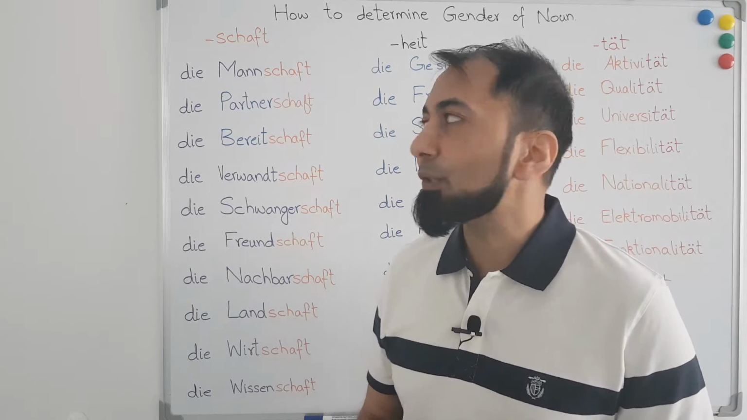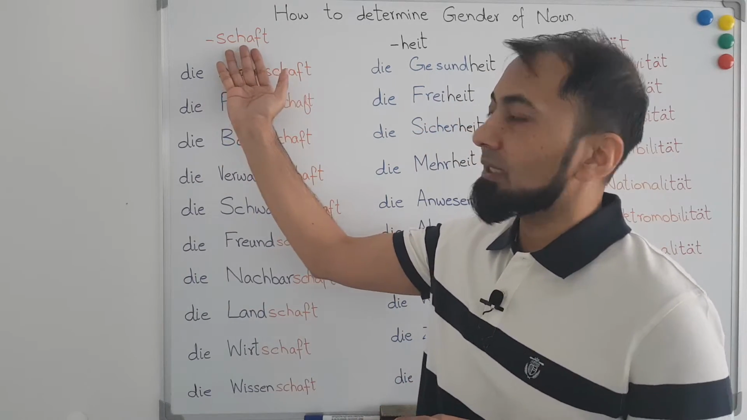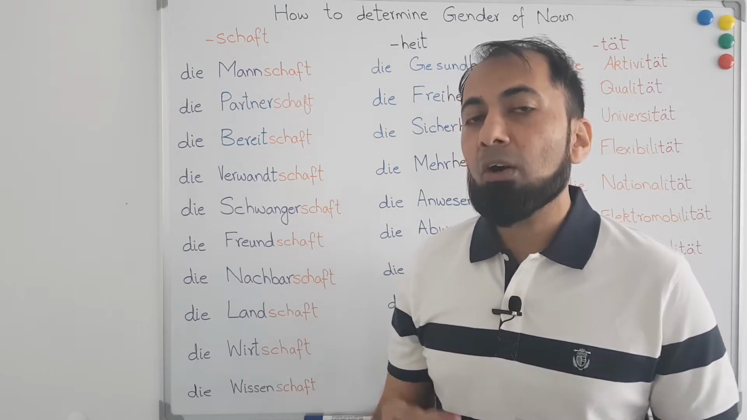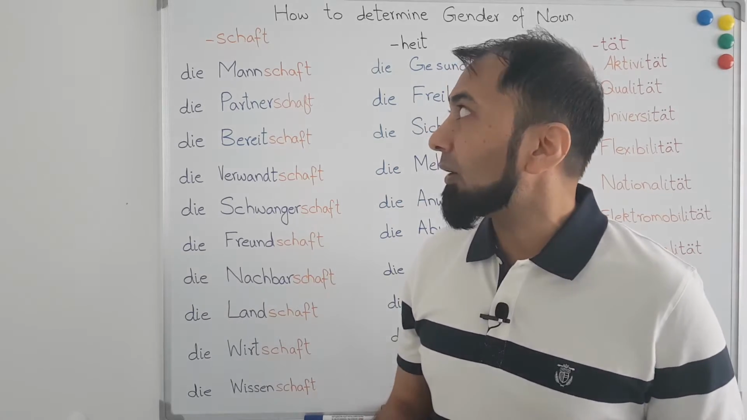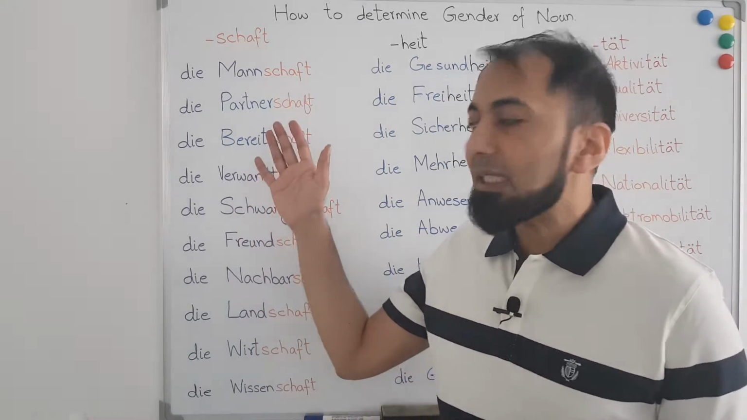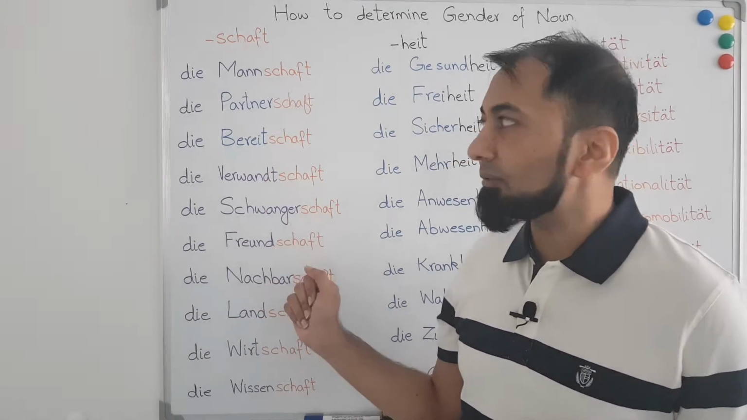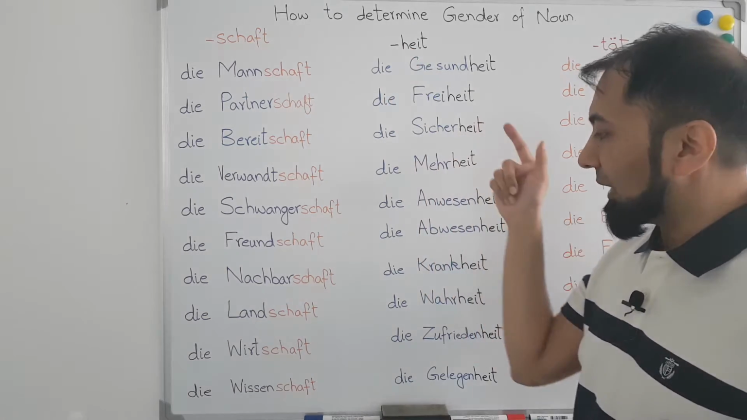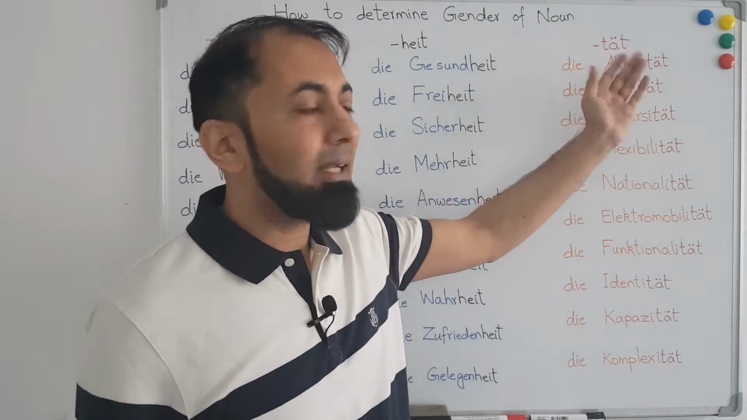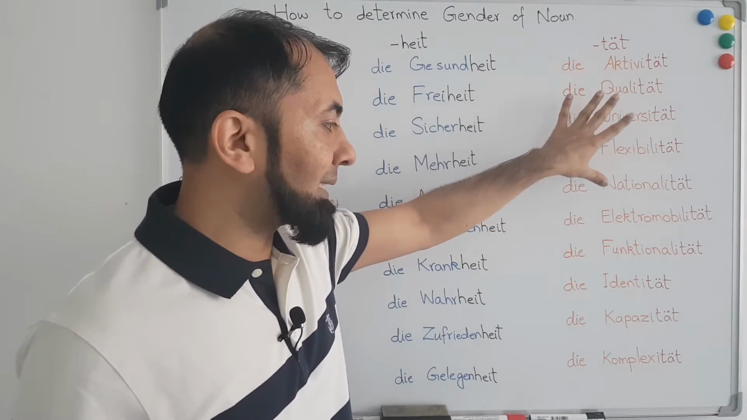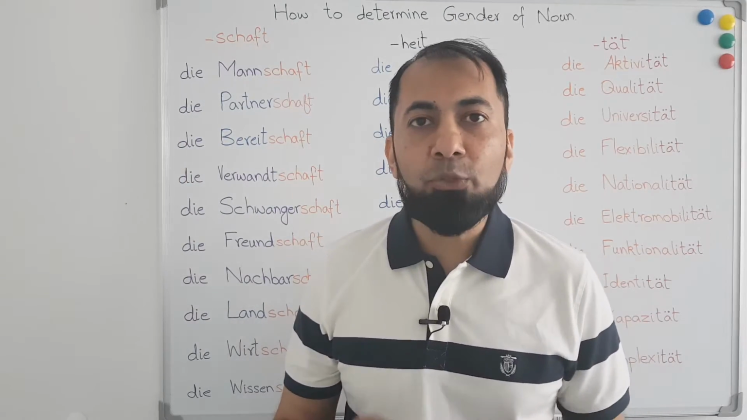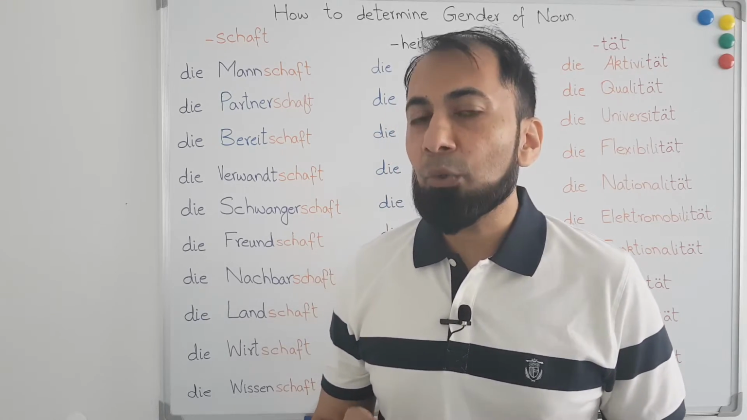The first hint is that you have to identify the suffix -schaft, and all the German nouns which have the suffix -schaft or which are ending with -schaft, they all are feminine nouns and they all have the article die. So I have listed 10 examples for the suffix -schaft. The next suffix is -heit. I have also listed 10 examples for this suffix, and the next is -ität, and I have also listed 10 examples for the suffix -ität in the German language. And if you follow the video completely, you will be learning at least 30 nouns only in this video.